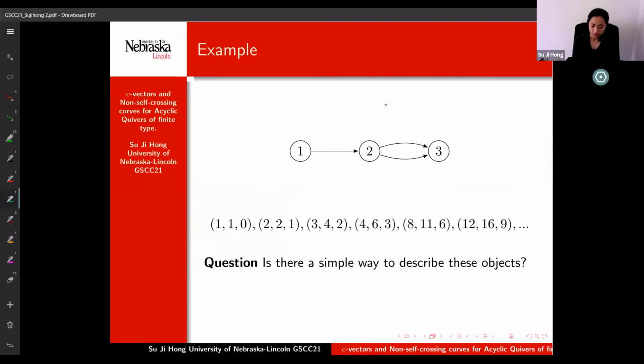Before I move on, like I mentioned, these are related to the root system as well. So from here on, instead of writing them as vectors, I'm going to write them as roots. So it'll be alpha 1 plus alpha 2. This will be 2 alpha 1 plus 2 alpha 2 plus alpha 3, and so on and so forth. So basically, the first entry is represented by alpha 1, the second entry by alpha 2, and the third entry by alpha 3. So we're going to use the root notation for these.